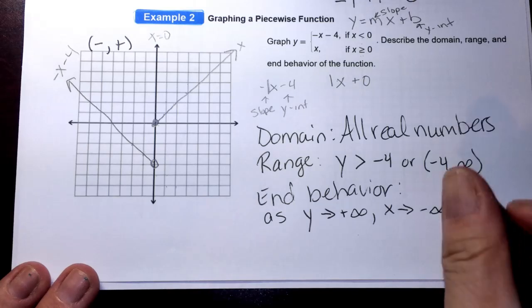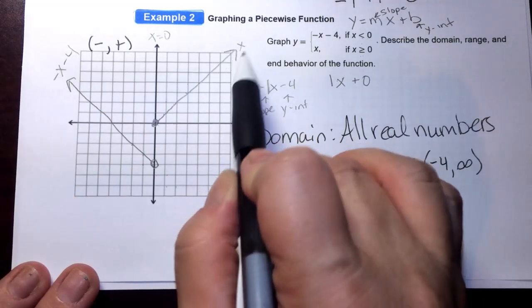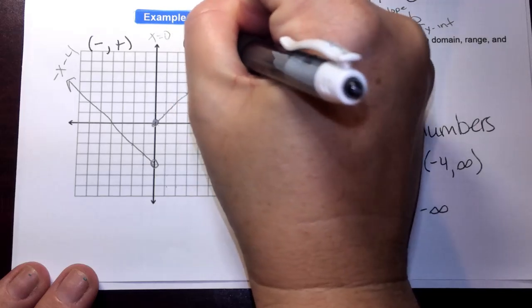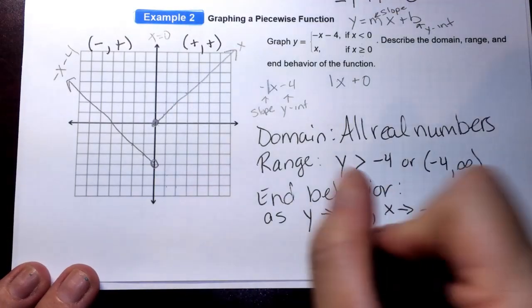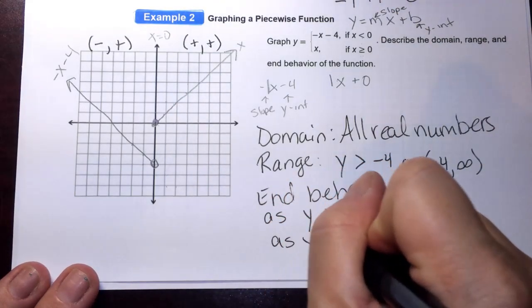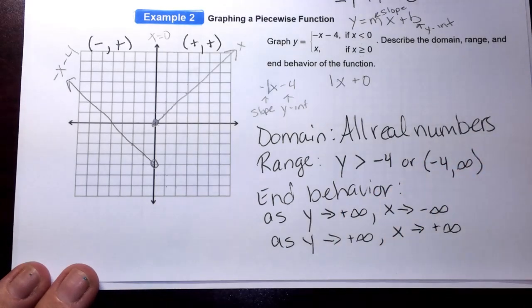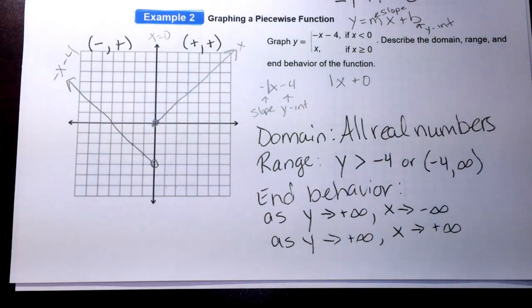All right, so that's this side. So where is this side going? Well, it's going this way forever, where our x values are positive and our y values are also positive. So we would say as y approaches positive infinity, again, this time x is approaching positive infinity.